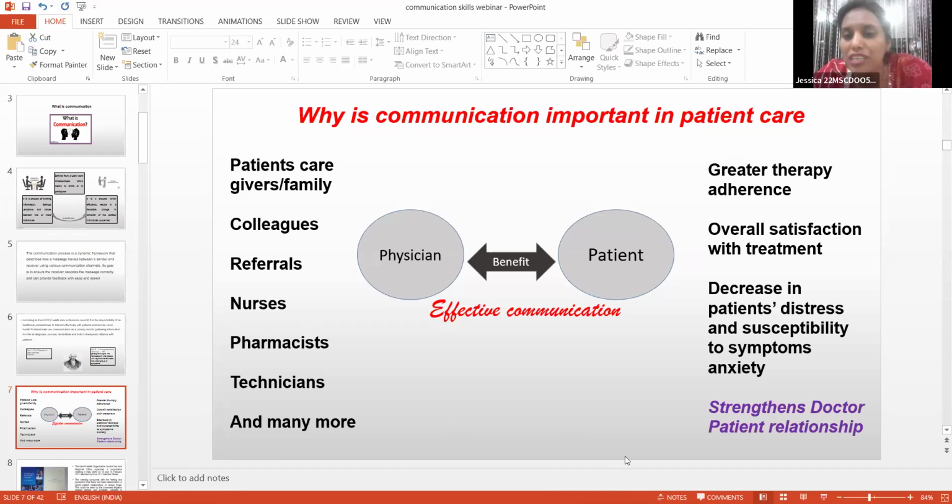Now, researchers have pointed out that whenever there is good and effective communication, there is greater therapy adherence. That means patients follow our instructions well, take our medicines on time, and adhere to the therapy. Overall satisfaction of patients is good when the communication is effective. There is a decrease in patients' distress and susceptibility to symptoms of anxiety. Most patients, when they come, one of the symptoms they usually come with is anxiety about their problems, anxiety about meeting the doctor. So many anxieties they come with. And one important thing is that effective communication helps in decreasing the patient's anxiety. And finally, I would like to stress that effective communication strengthens the doctor-patient relationship.